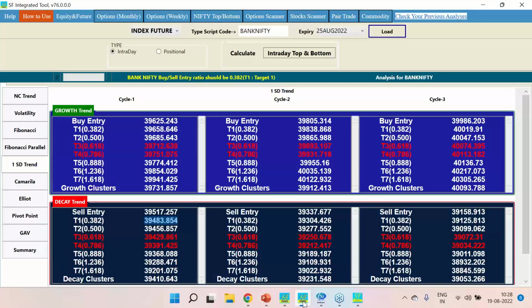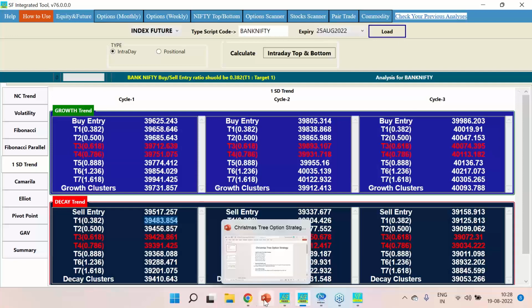But which strike option to buy? Which strike option to sell in intraday? That is the most puzzling area. So that should come to you through some mathematically valid methods. Then only you can become successful.